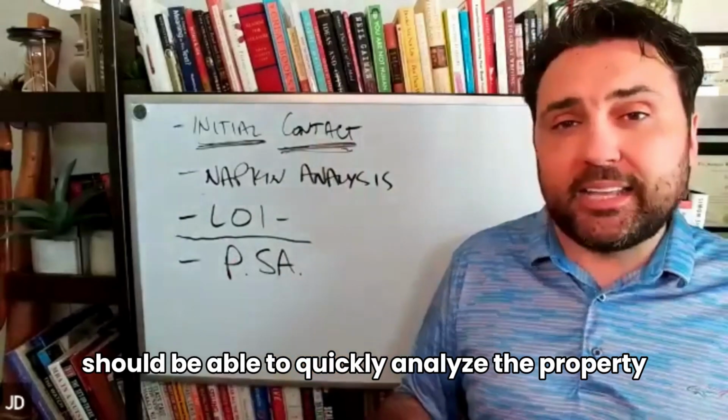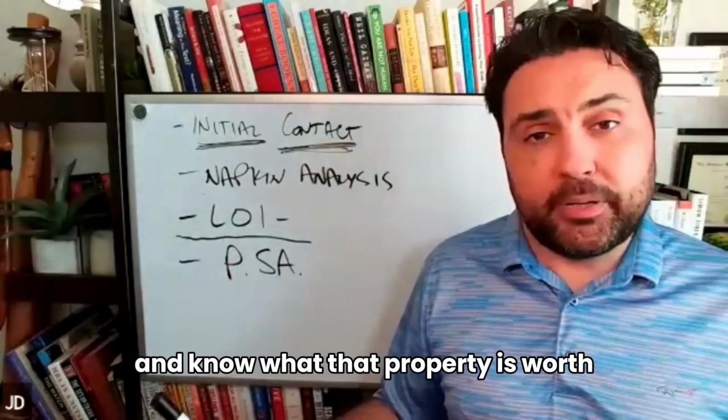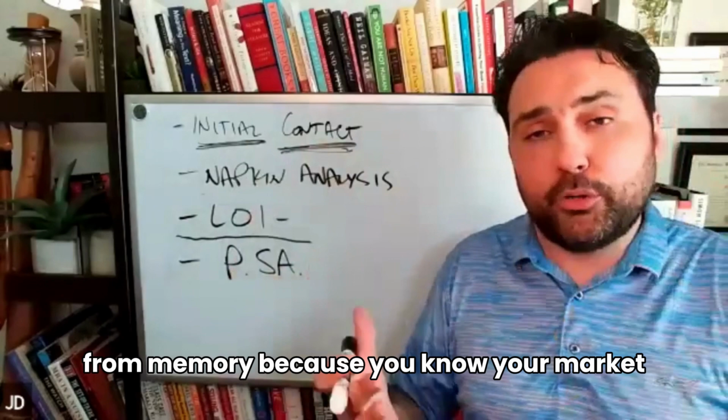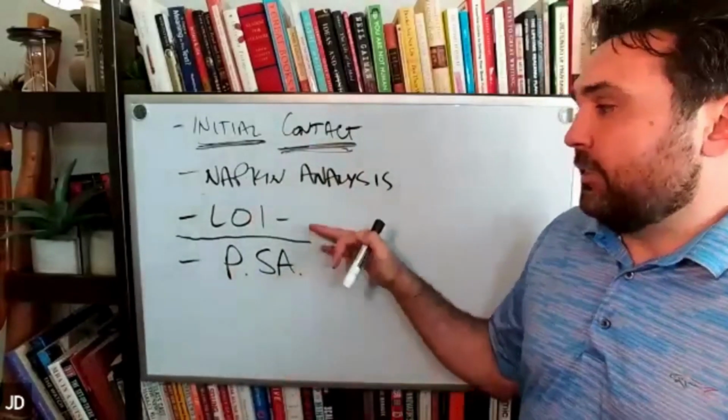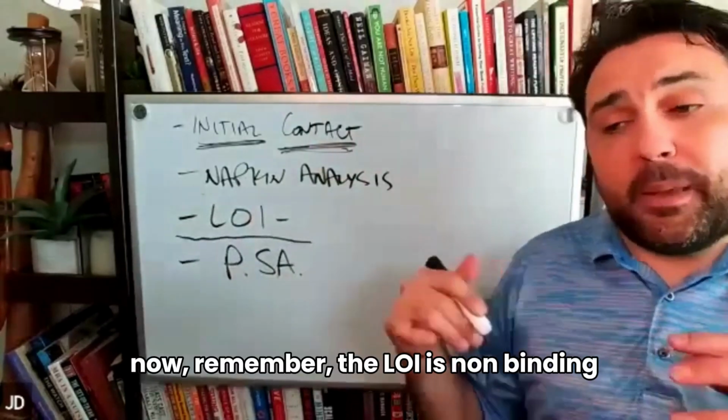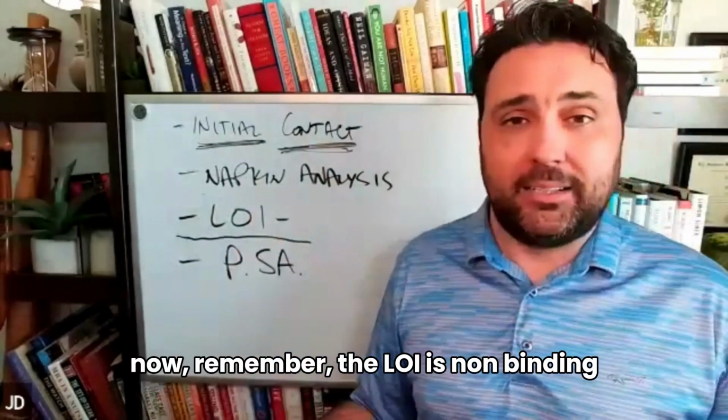You should be able to quickly analyze a property and know what that property is worth from memory because you know your market and you know the napkin analysis arithmetic. Then I can crank out an LOI. Now remember, the LOI is non-binding, okay?